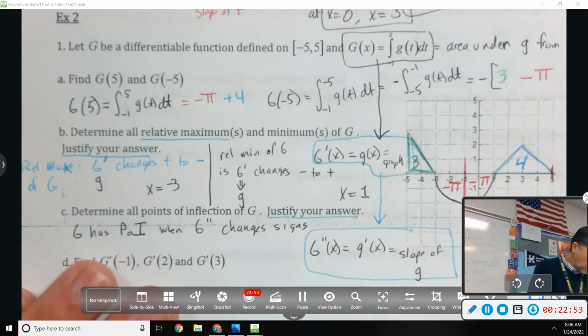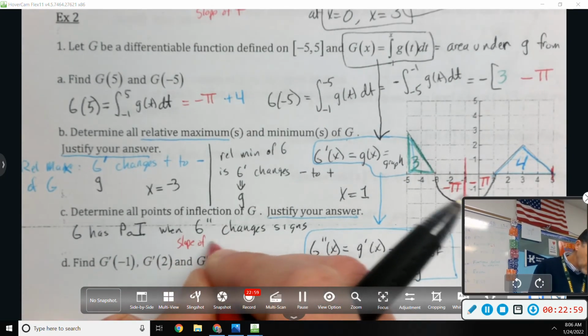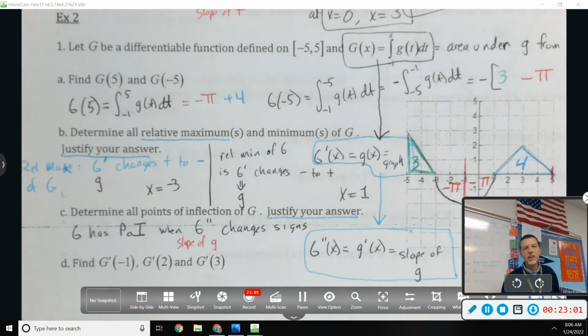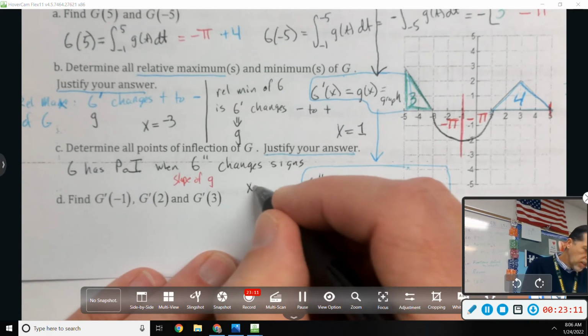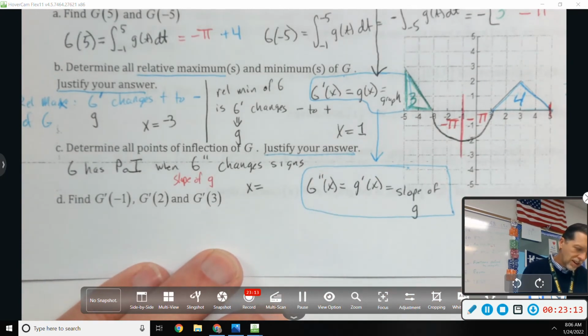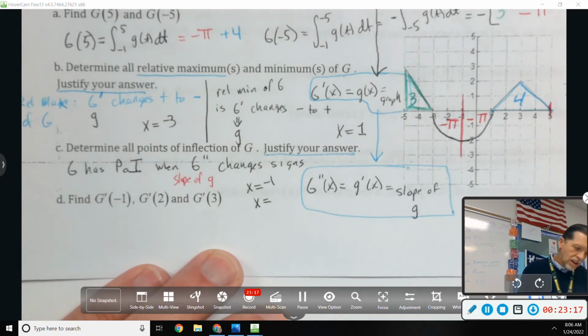So what I have written is enough, but just to make it extra clear, I'm going to even write slope of little g under there. So now it's really clear what I'm looking for. Where the slope of g, little g, changes signs. So that would be at x equals -1 and x equals 3.